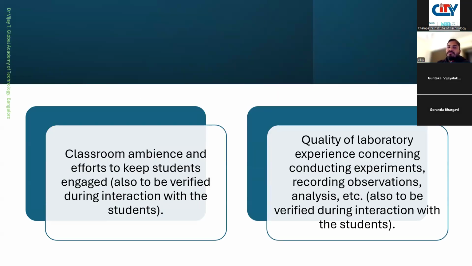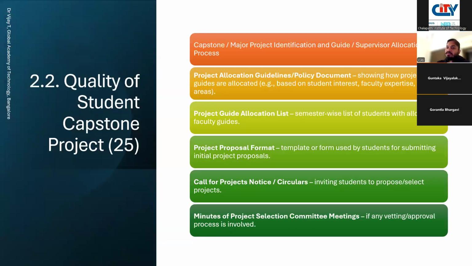Classroom ambience and efforts to keep students engaged will also be verified through interaction with the students. How is your classroom ambience: the ventilation, lights and fans, whether you are using smart boards and projectors, and the seating capacity for students? All these will be taken care of when they interact with the students. Then there is the quality of laboratory experience: how you have maintained records, what the manual is, and what rubric you have created for each of the experiments. All these aspects would be checked on a physical visit to the laboratory as well.